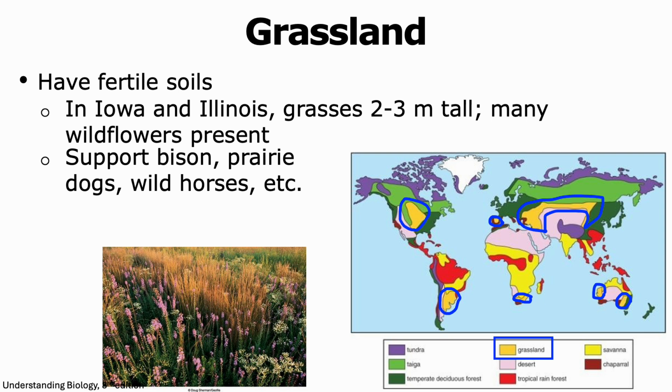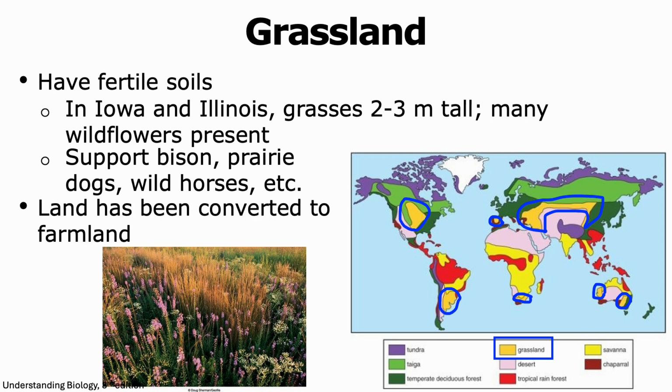In recent years, the fertile soils of the grasslands have been taken advantage of, and the land has been converted to farmland, thereby reducing the biodiversity in grasslands.